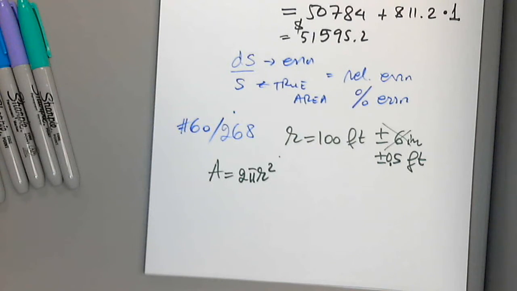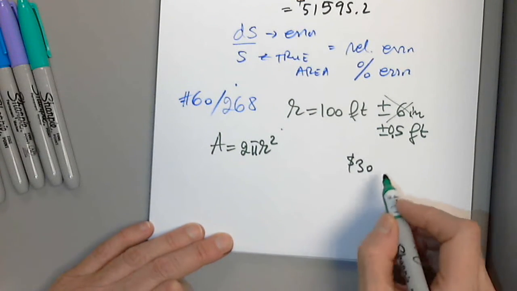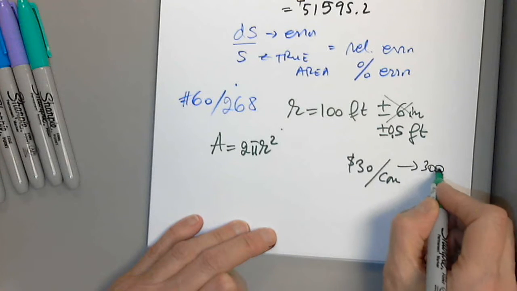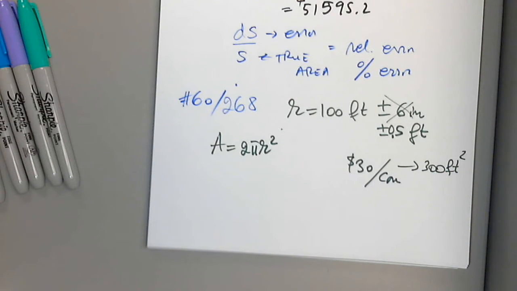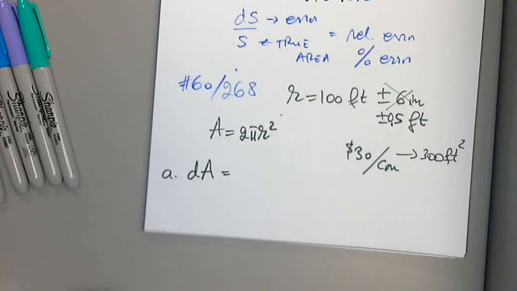Each can of paint costs $30 and covers 300 square feet. So that will eventually change into some cost. For now, that is in the background. Calculate dA, part A. Calculate the differential of A, the approximate difference in the surface area due to the tolerance.